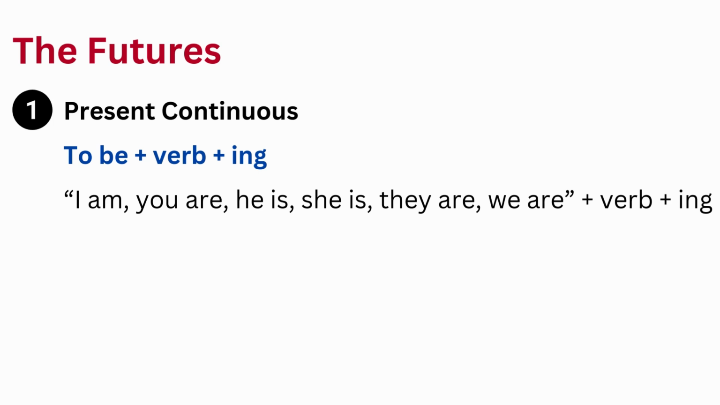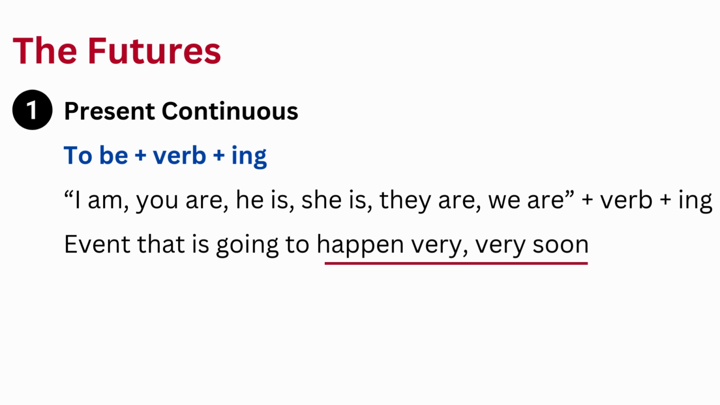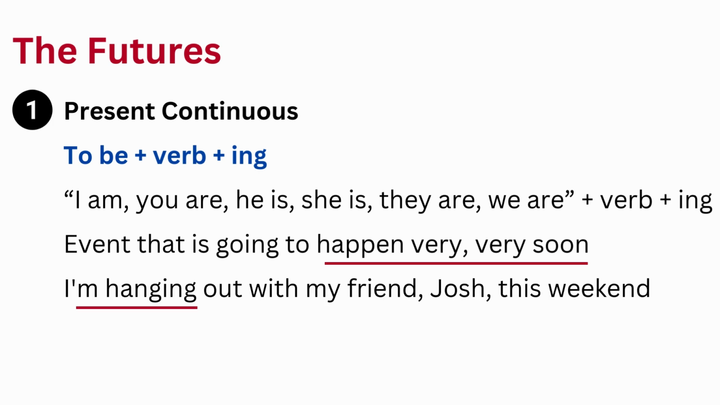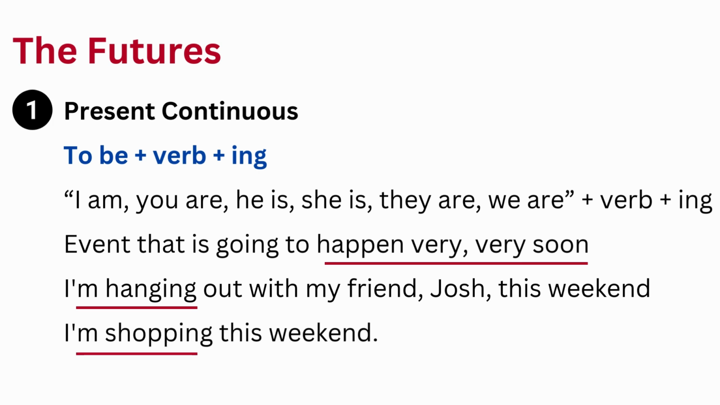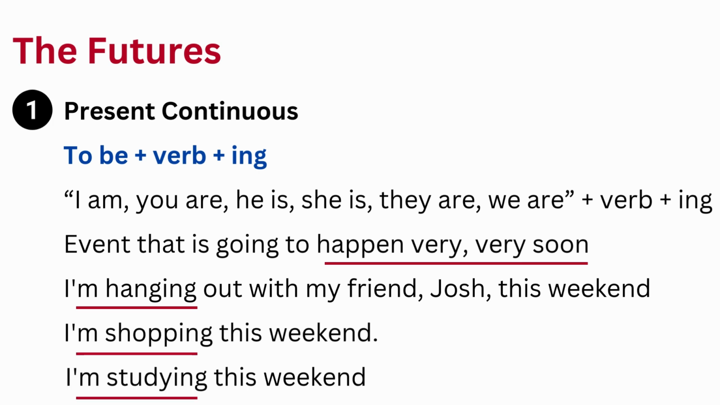We use the present continuous to talk about a future event that is going to happen very, very soon. For example, if you ask me, what are you doing this weekend? I might say, I'm hanging out with my friend Josh this weekend. Or, I'm shopping this weekend. Or even, I'm studying this weekend. If you ask me, what are you doing tonight? Well, I want to be a good student, so I'm studying tonight. What are you doing next week? Well, I'm working next week.